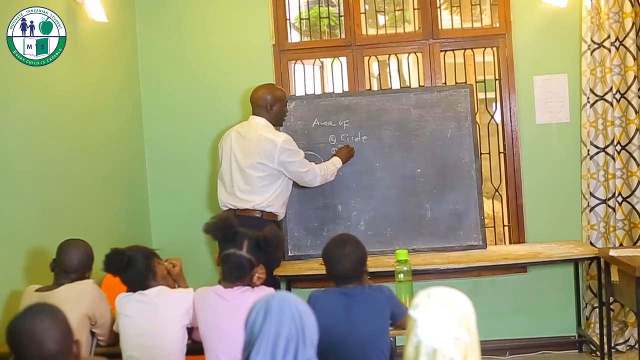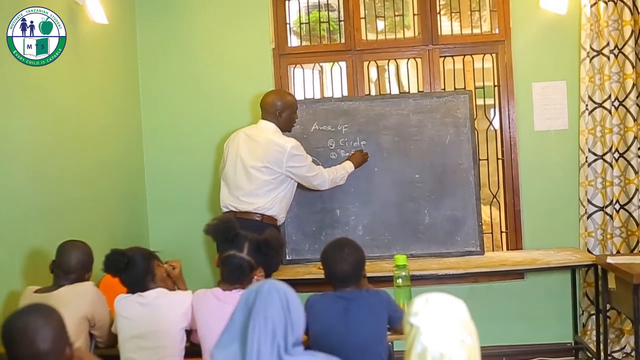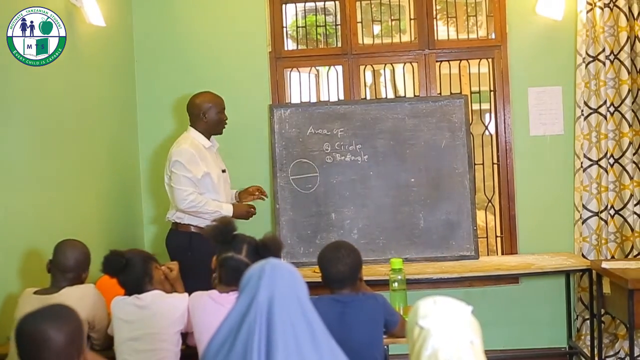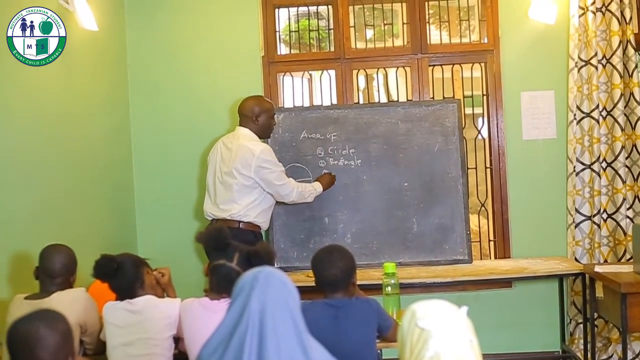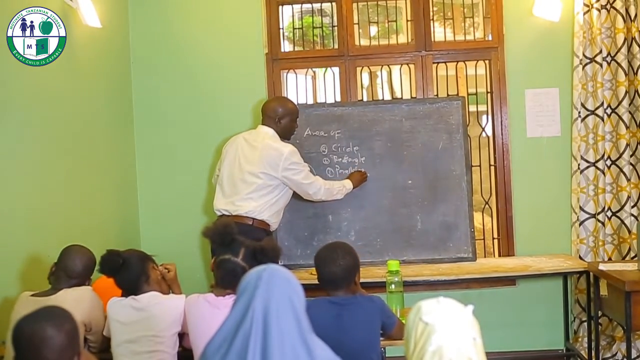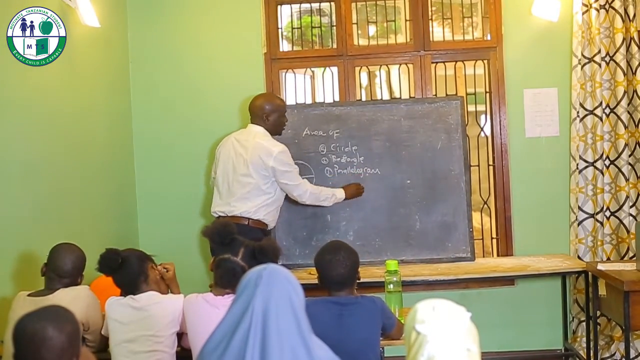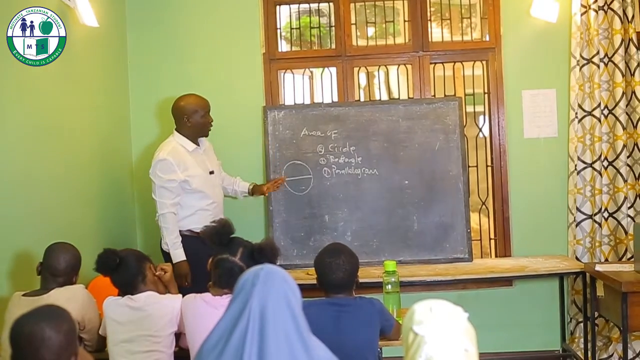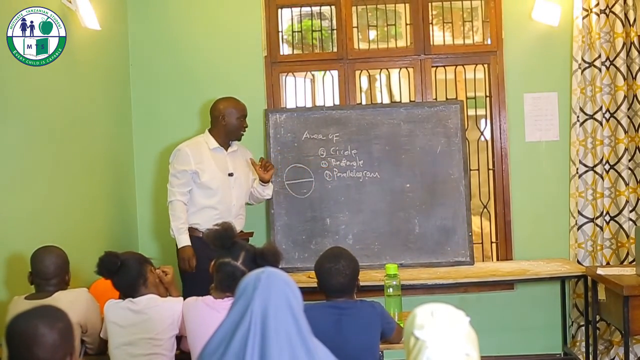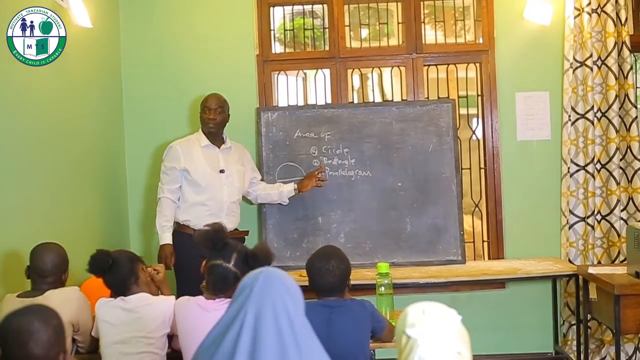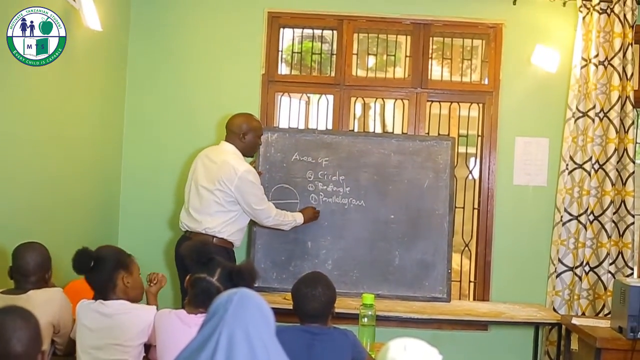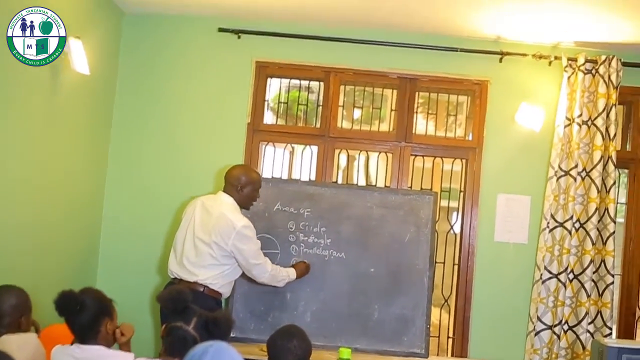Let me put a rectangle. You can find the area of a rectangle. You can also find the area of a parallelogram. Ukijua tu kuzidisha, unaweza kutafuta eneo la duara, eneo la mstatili, eneo la mraba. Another figure we have here, you can find the area of a square.